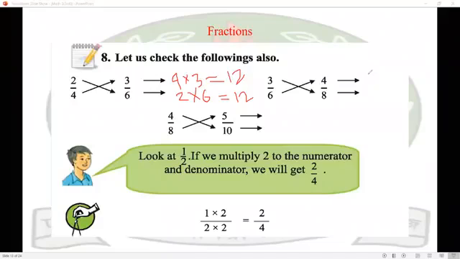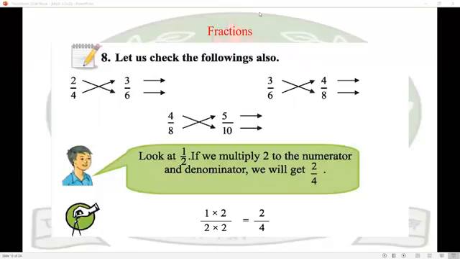When we multiply 6 and 4, we get 24. When we multiply 3 and 8, we also get 24. So it's also an equivalent fraction. In this way, we can identify the equivalent fraction. There is another math you can practice: 4 and 5 and 5 and 10. When you multiply, you get the same value, so they are equivalent fractions.